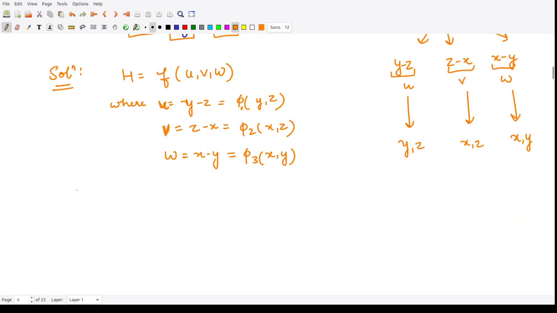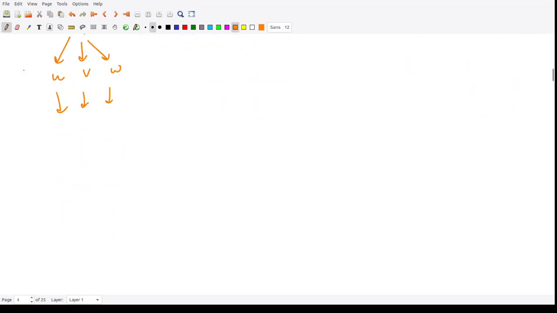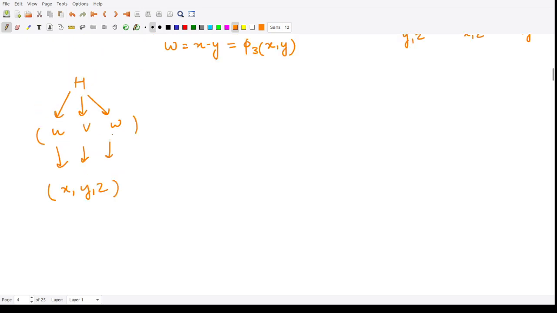What does this diagram say? It says that h is a function of u, v, and w, and u, v, w are functions of x, y, and z. So for this, we want to calculate del h upon del x, del h upon del y, and del h upon del z. This is required in order to prove the result.